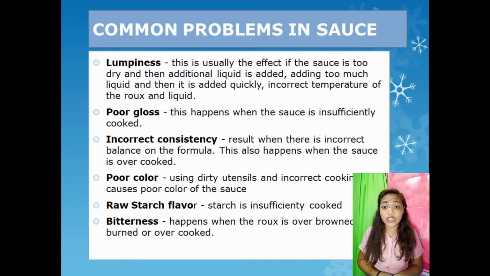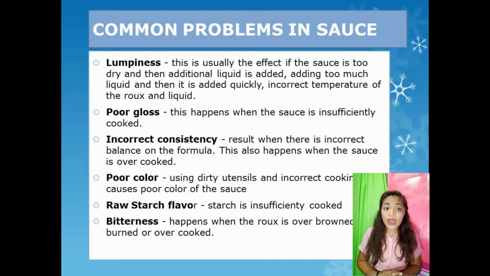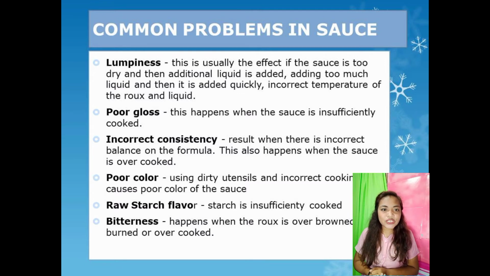Number one, we have lumpiness. This is usually the effect if the sauce is too dry and then additional liquid is added, adding too much liquid and adding it quickly, or an incorrect temperature of the roux and liquid. Next, we have poor gloss. This happens when the sauce is insufficiently cooked.